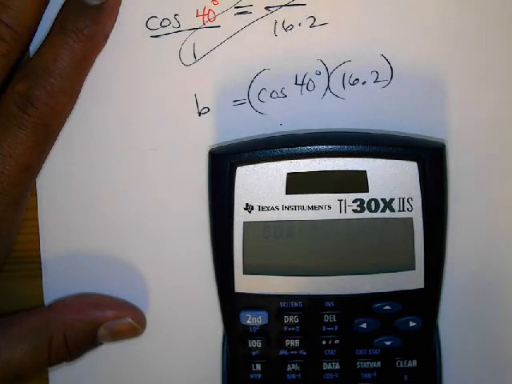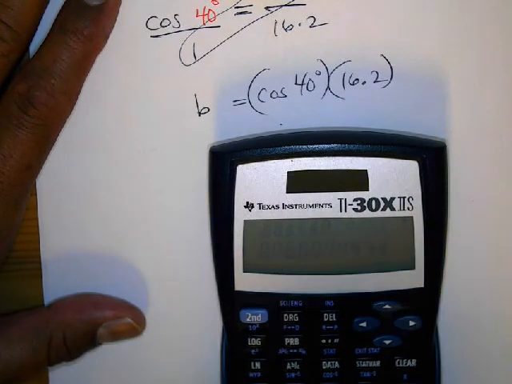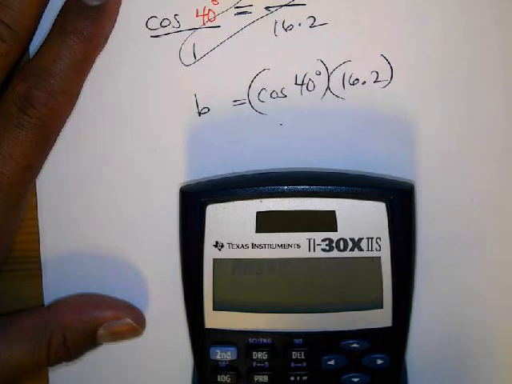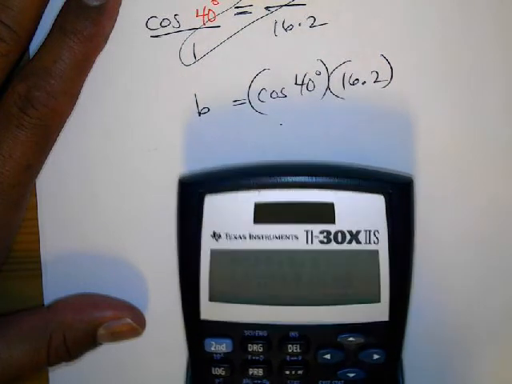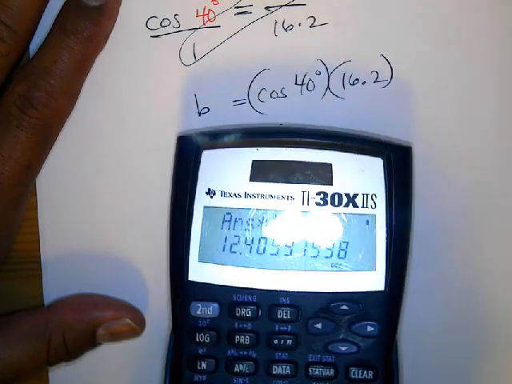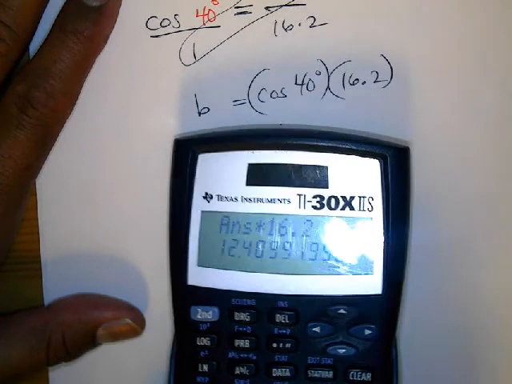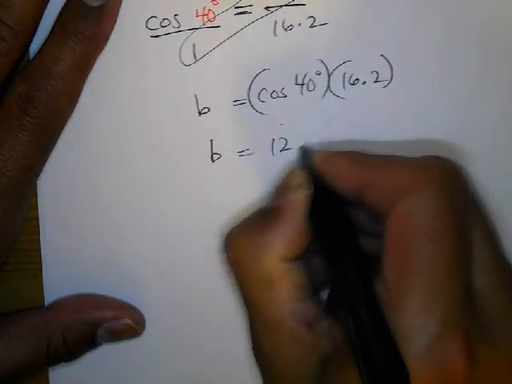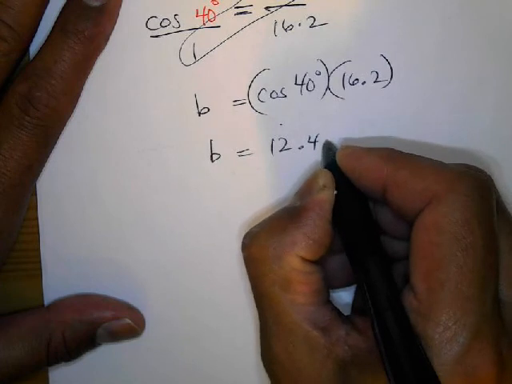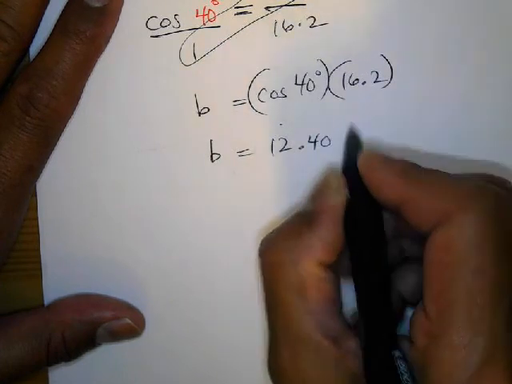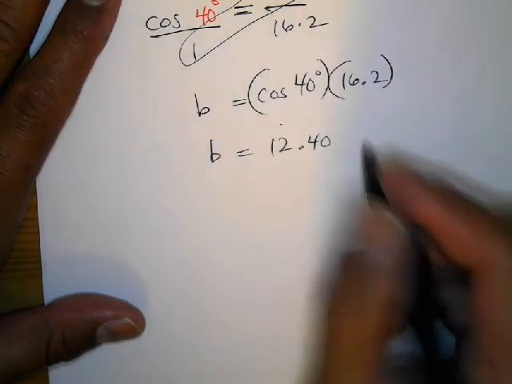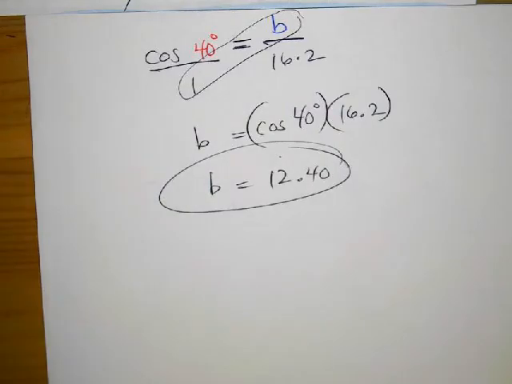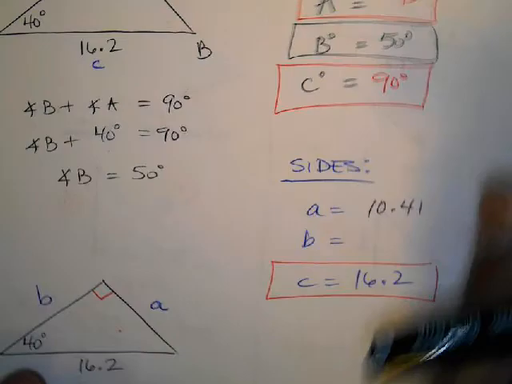All right, so then you're going to get what? Well, let's do cosine of 40. Hit equal sign, get that value times the answer times 16.2. I get 12.40, almost like 12.41, but let's just put 12.4. 12.4 or 12.41 or 12.40, that's fine, whichever. I'm not going to mark it wrong.